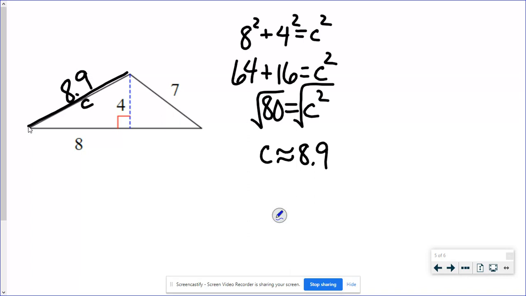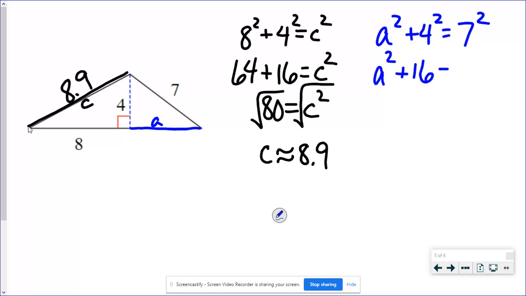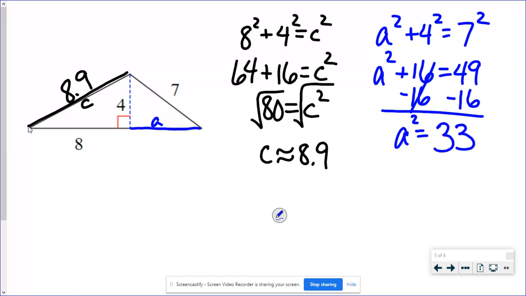And to find this missing leg right here, again, I'm going to call that an A. So I've got A squared plus 4 squared equals 7 squared. When we get rid of our 16, that would be 33. And again, the square root of 33, you should be able to get an approximation. You know it's going to be between 5 and 6, I hope. That is going to be 5.7.